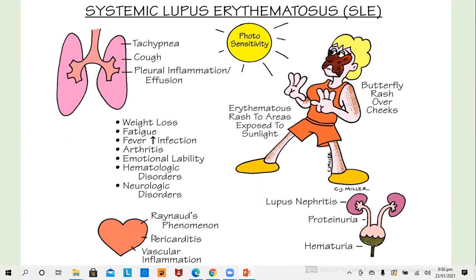On the heart, the main effect is pericarditis, vascular inflammation, and collagen vascular disease. And the kidney is characterized by lupus nephritis, proteinuria, and hematuria.